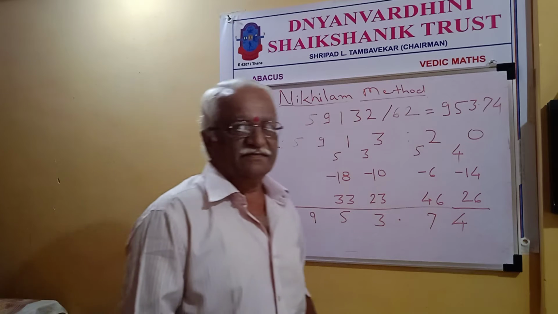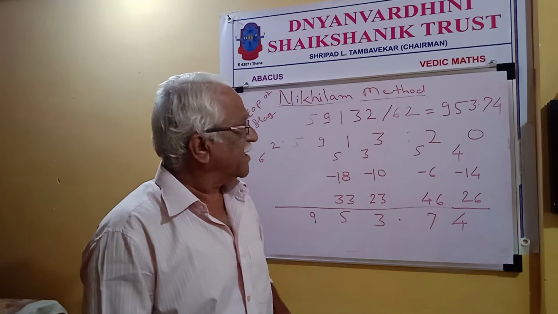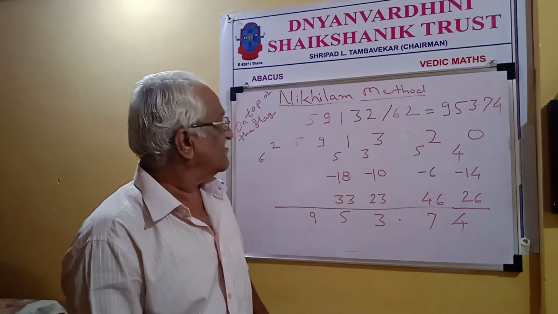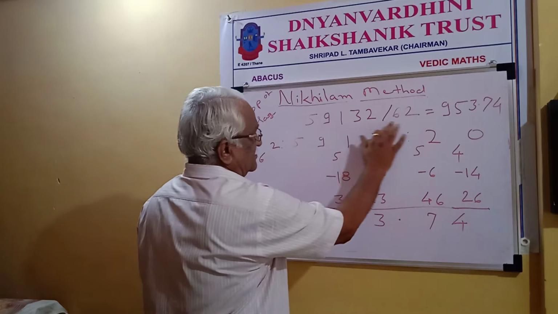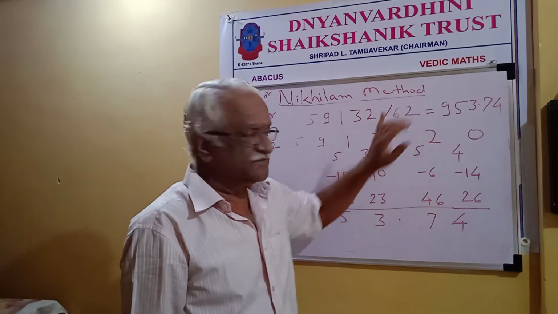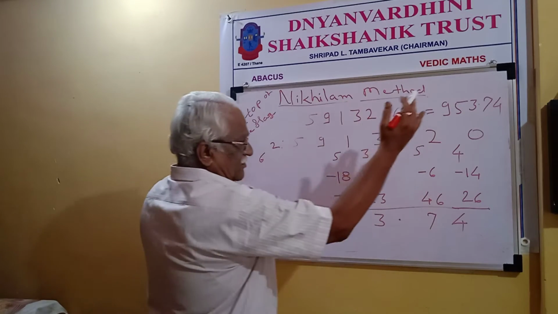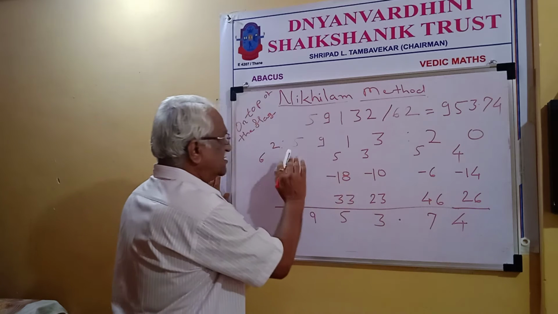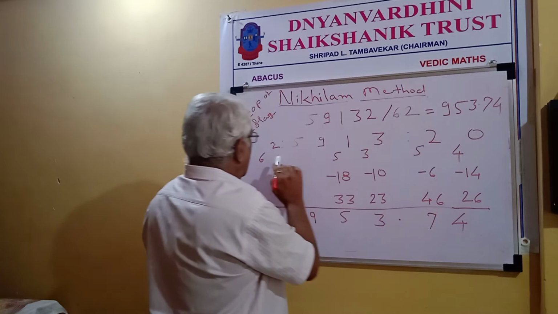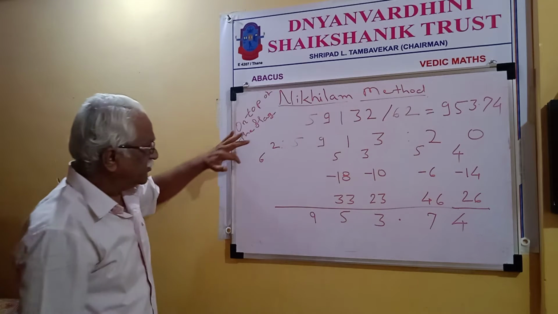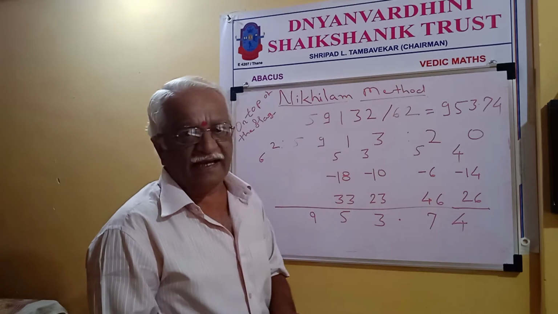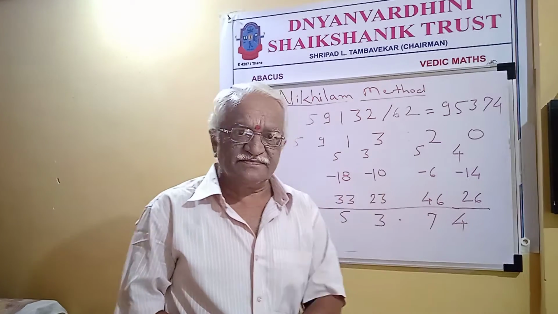Now we will see one more method, one more example of division by two digits. Here we have written one example, that is 59,132 divided by 62. Now we have written the example in this format, 5913.2 divided by 62. 62 we have written like this. Now we will carry out the procedure as shown in the last two episodes.